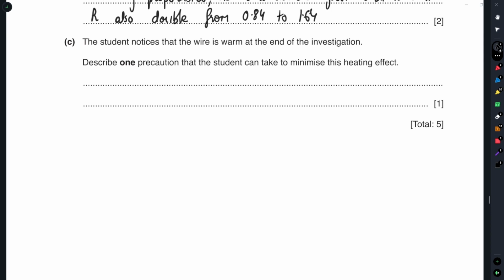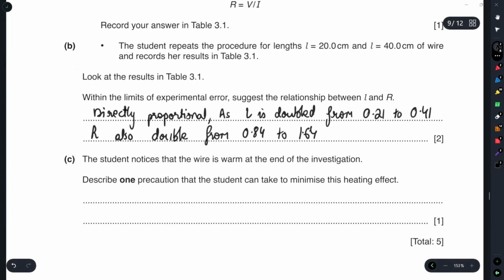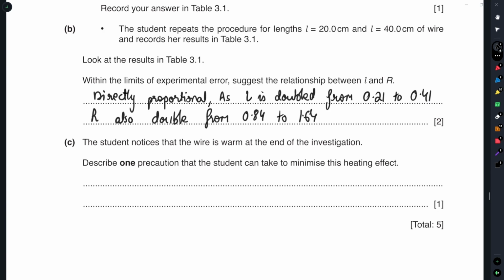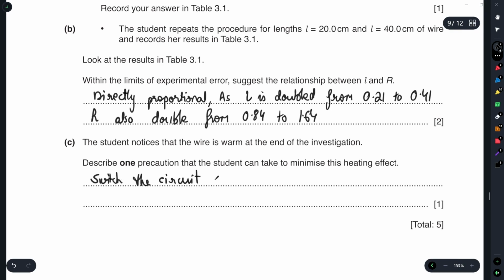Then you've got part C. The student notices that the wire is warm at the end of the investigation. Describe one precaution that the student can take to minimize the heating effect. So obviously, in between readings you will switch off the circuit in between readings.